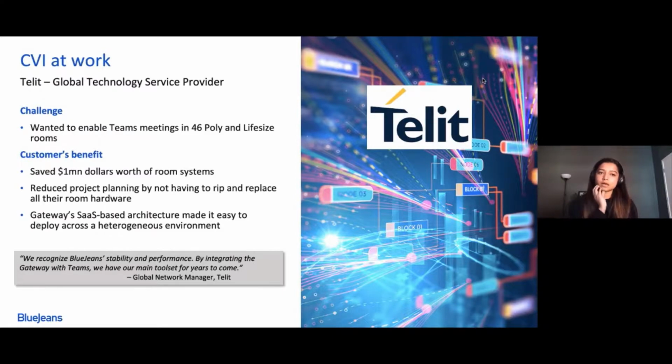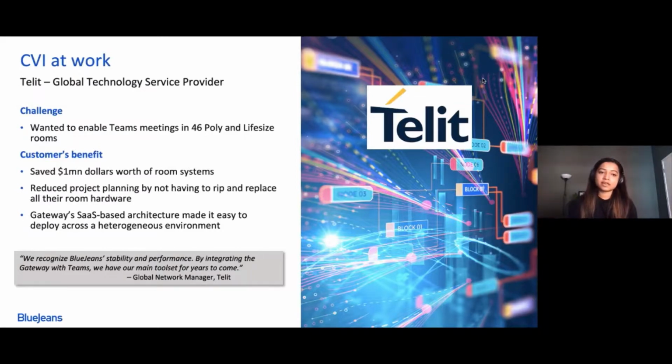This is a global IoT service provider, Telit. They're based out of Israel. A smaller company compared to the previous one, but what they wanted to do was enable Teams meetings in about 46 Poly and LifeSize rooms. So they had both types. Often what we have seen is that for a lot of the other CVI vendors, it's very hard to manage different types of room systems using the same service, but not the case for BlueJeans Gateway.